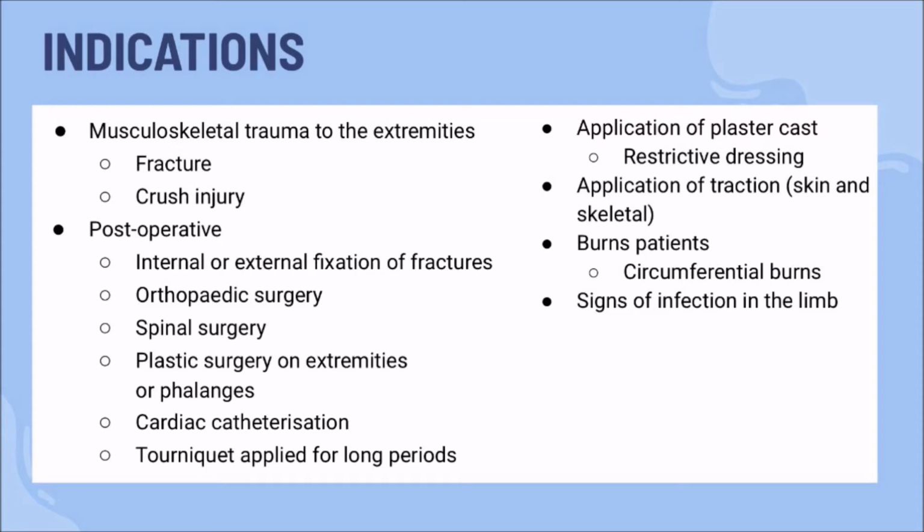So a traction is the application of a pulling force to an injured part of the body or extremity. It often is done using pulleys and weights, or even application of splints, bandages, or adhesive tapes to the skin. A traction limits movement and reduces the fracture to help decrease pain, spasms, and swelling. It also aims to restore and maintain straight alignment and length of the bone following fractures. Burn patients such as circumferential burns and signs of infection in the limb.